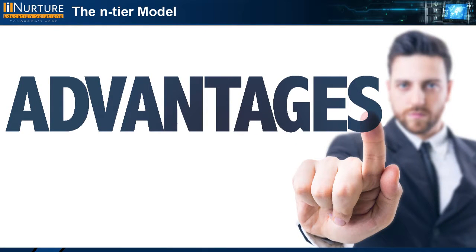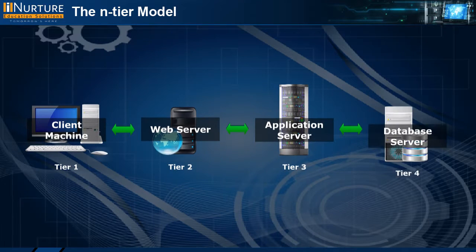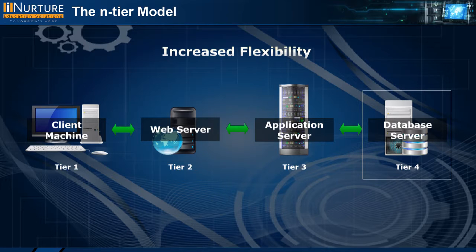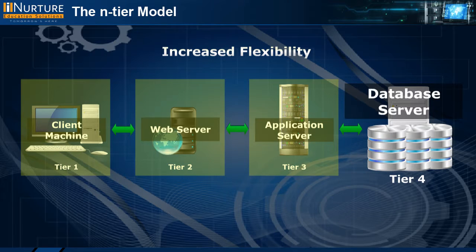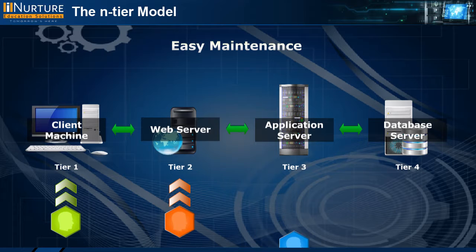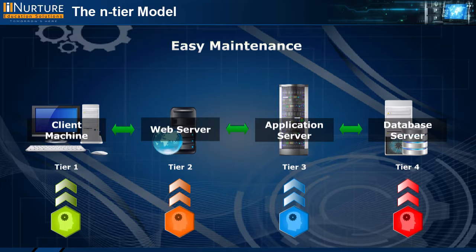Now let's talk about the advantages of having an N-tier. Since each tier of the N-tier architecture has its own function, this model provides increased flexibility. For instance, the database tier can be scaled up with database clusters without touching any of the other tiers. An N-tier model is easy to maintain. Administration and maintenance can be done by different individuals with specific skills.